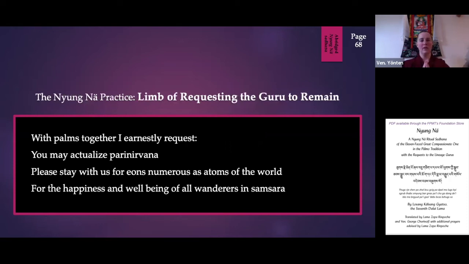With palms together, I earnestly request you who may actualize parinirvana, please stay with us for eons numberless as atoms of the world, for the happiness and well-being of all wanderers in samsara. Imagine offering a giant lion throne with a crossed double vajra on each face to the Guru deity, who happily sits and abides and agrees.